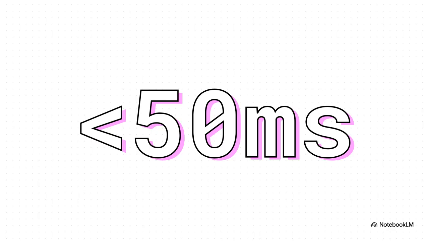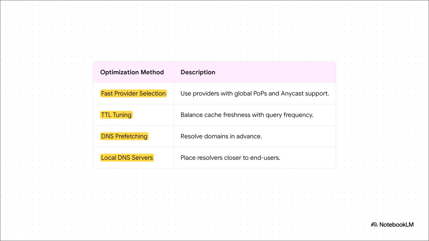So, how do we get there? Well, there are quite a few tools in the toolbox. You can start by choosing a provider that has a fast global network of what they call points of presence. You can carefully tune your cache settings. Browsers can even prefetch DNS records for links on a page before you even click them. And of course, just placing servers physically closer to your users is always a huge win.